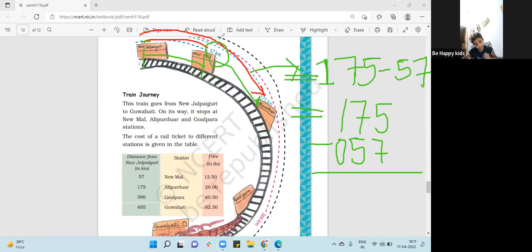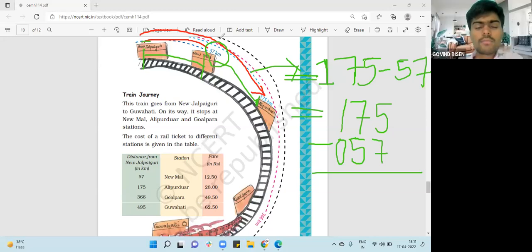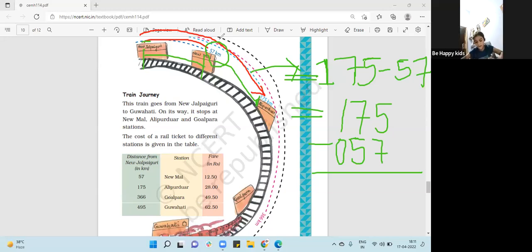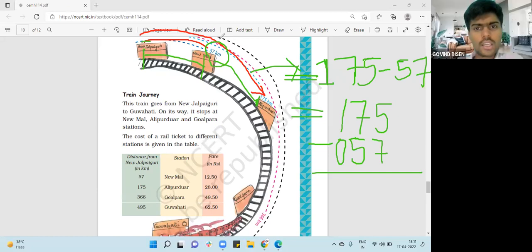Which one? Okay. 8, 6, 5. Okay, sir. So what is the answer? 0, 1, 8, sir. 0, 1, 8. So there is a mistake somewhere. Can you find it out?